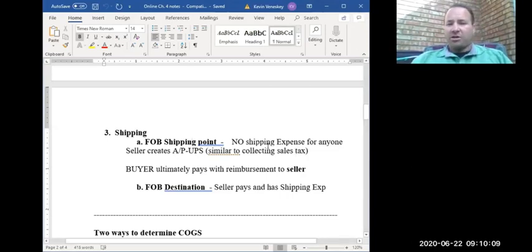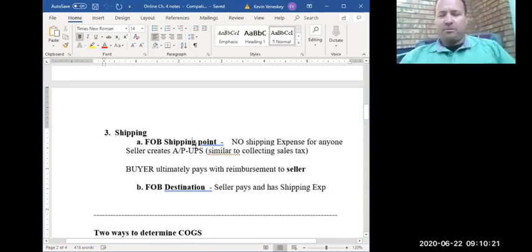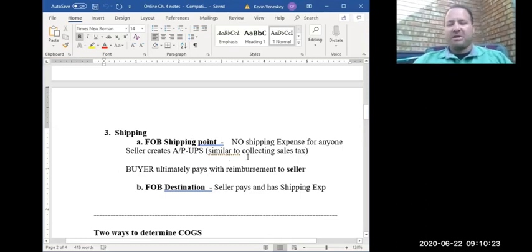Now, when they charge that extra price, they don't count that as part of sales revenue, because they're not making extra money. They're just reimbursing themselves. So when we do this, when it's an FOB shipping point, you might think, oh, well, then it's an expense to the buyer.